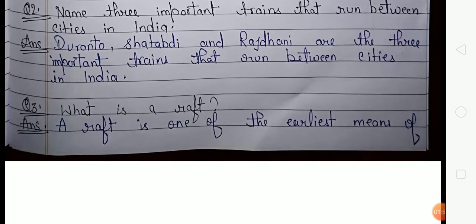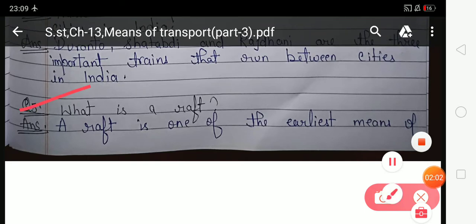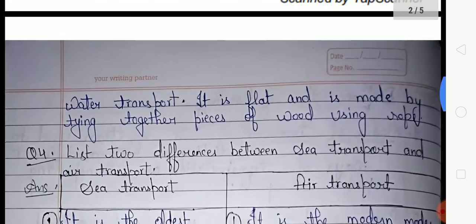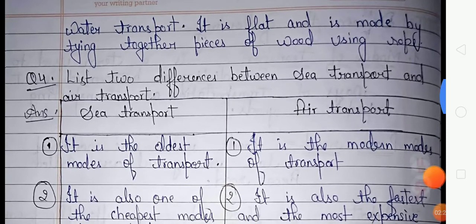So now look at the next question, that is question number 3. What is a raft? Your answer is: a raft is one of the earliest means of water transport. It is flat and is made by tying together pieces of wood using rope. So now look at question number 4.